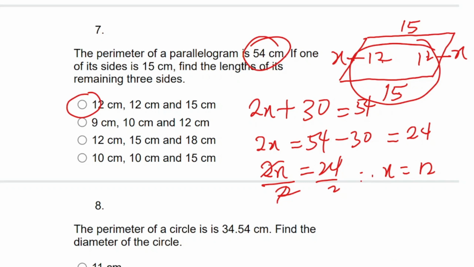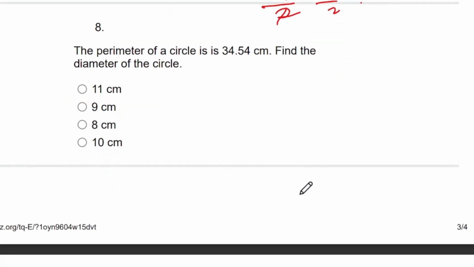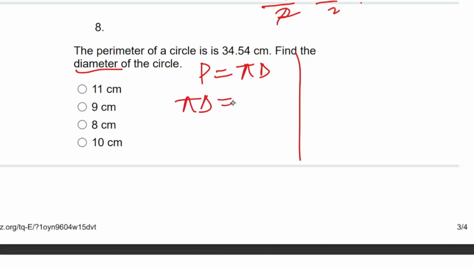So move to the next one, which is question 8. The perimeter of a circle is 34.54. Find the diameter of the circle. Just the same way. The perimeter, the circumference of a circle, because what you are looking for is the diameter. Just use pi d straight. Don't stretch yourself. So pi d is equal to 34.54, where pi is 22 over 7.